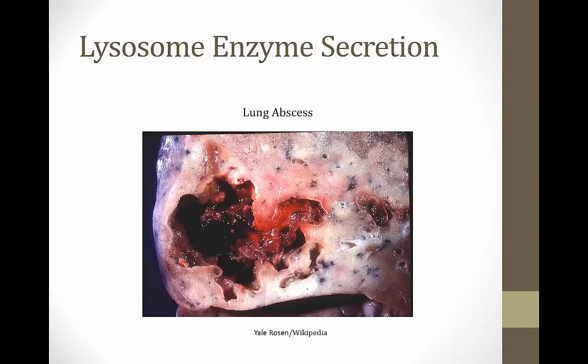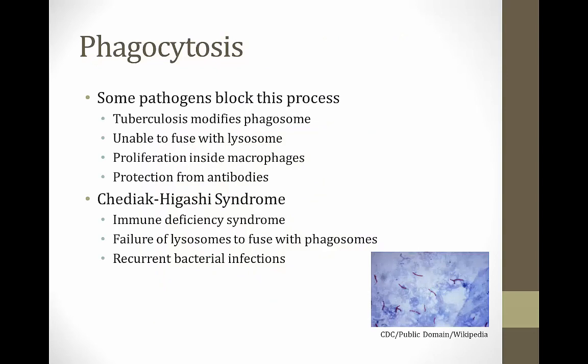Macrophages, and especially neutrophils, in the setting of significant inflammation, will sometimes release some of their lysosomal contents, and this is part of the way you get tissue destruction when you get lung abscesses. It's also part of the way you get tissue destruction in many autoimmune diseases. For step 1 of your boards, it's important that you know the clinical correlates of this process of phagocytosis.